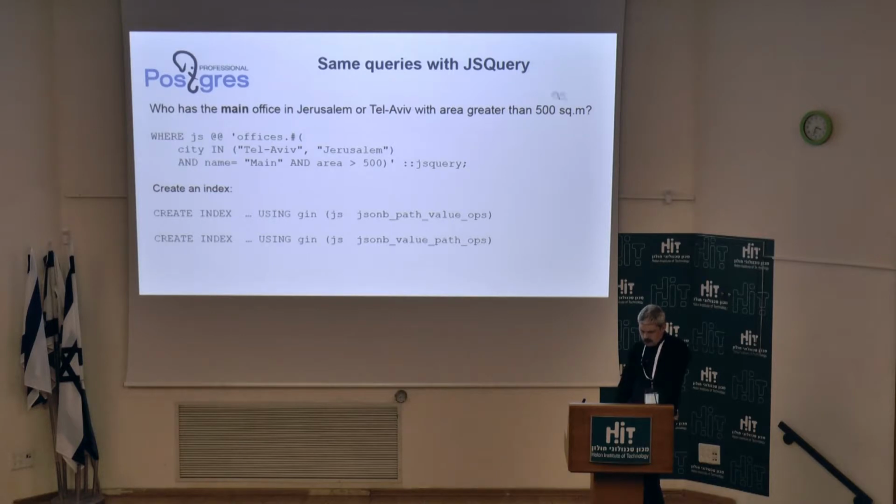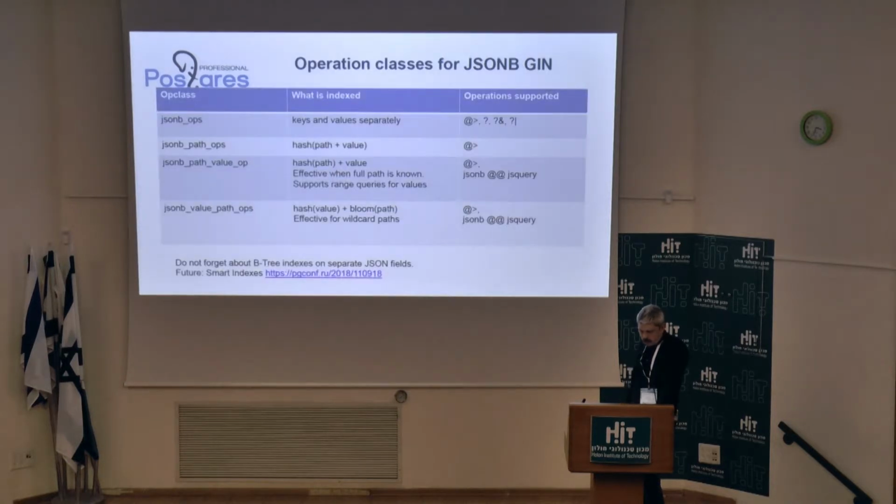Okay, and you may create indexes to speed up the execution. There are a lot of operator classes for JSONB, and you can make indexes in different ways. Now four exist, but you can extend this. If you want to search keys and values indexed separately, then use JSONB ops and so on. From this table you can understand which kind of index is better for your query.